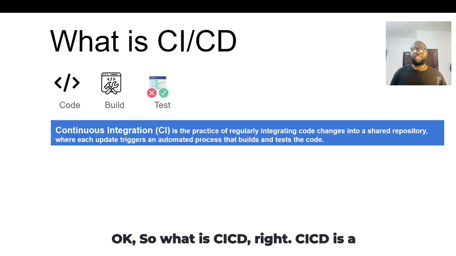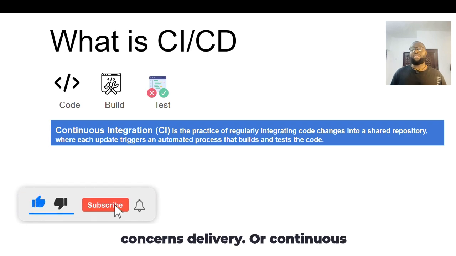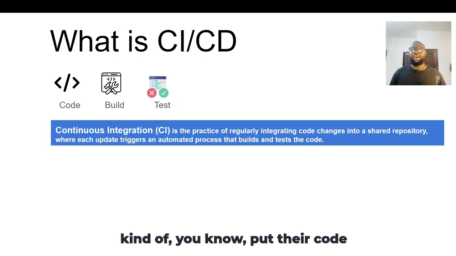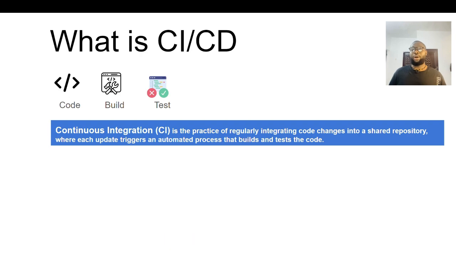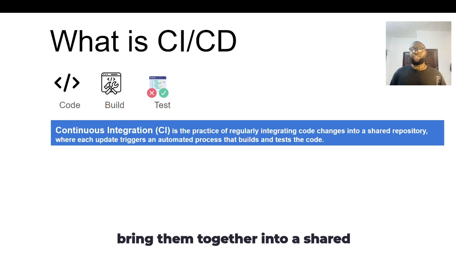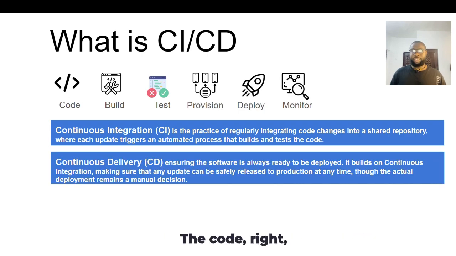Okay, so what is CICD? CICD is a short form for continuous integration, continuous delivery, or continuous deployment. Continuous integration is a practice where developers put their code into a shared repository. You write different code and then you bring it together into a shared repository, and then there are some set triggers that automatically run automated processes that can build the code and test the code, right?